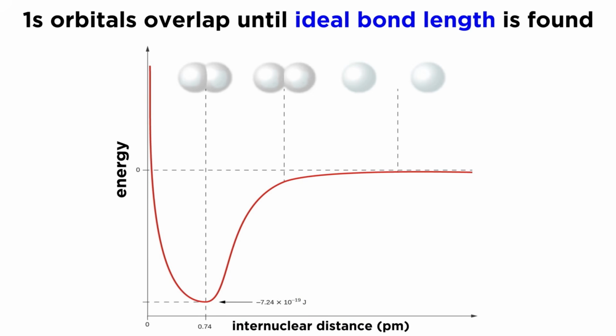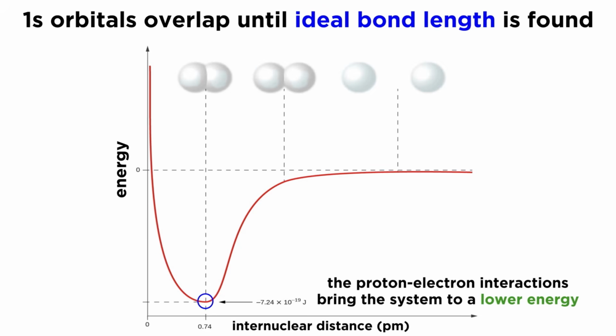In this diagram, we can see that as the hydrogen atoms approach one another, their 1s electrons begin to overlap, and an ideal internuclear distance is found. That is the distance between the two protons. There is a dip down in energy because if each electron is interacting with both protons, that is a stabilizing and therefore energetically favorable situation.